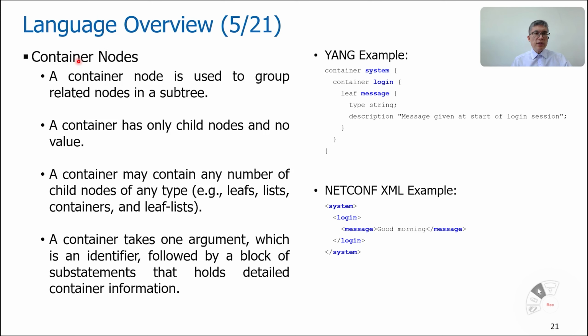The container is used to group related nodes in a subtree. So we can make some instantiation of variables, like system and login. In the container case, we make system and login, and inside the container we actually include the variables. So this is a kind of extension of structured data. For the variable message, the message will have this actual message: good morning.